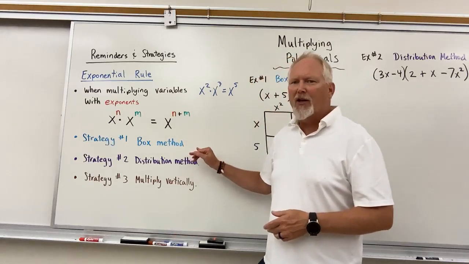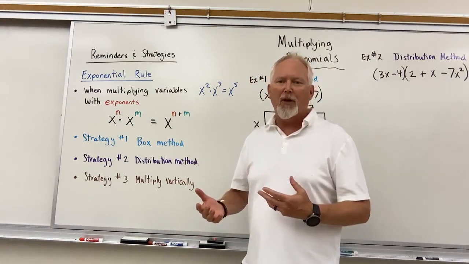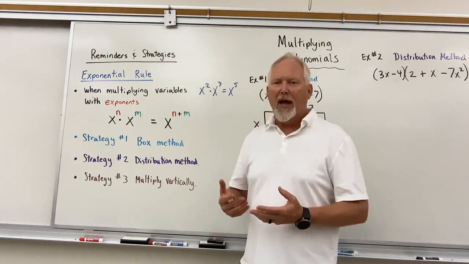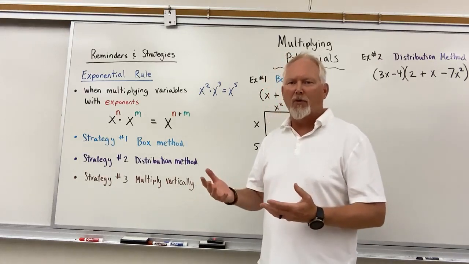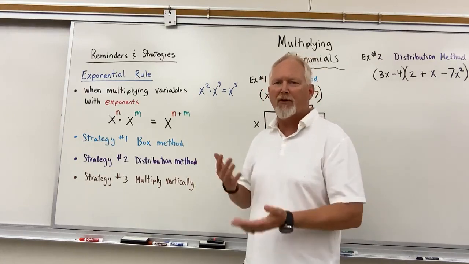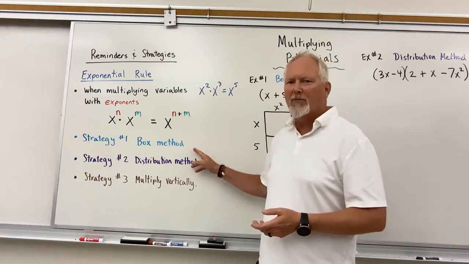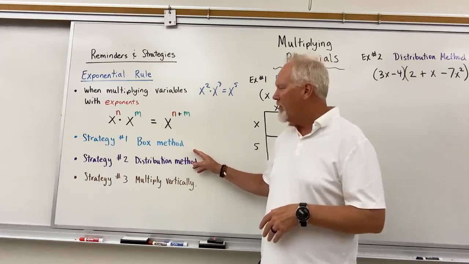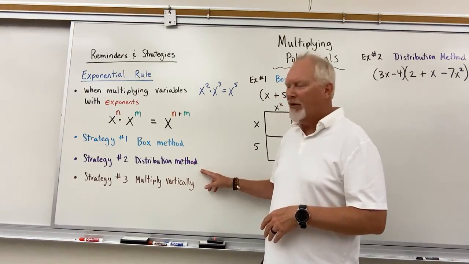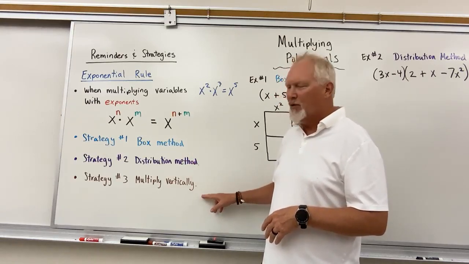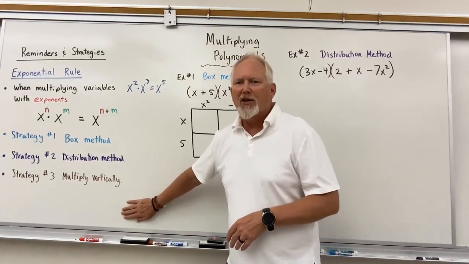A couple different strategies we have for multiplying polynomials. Some will fit with your style of algebraic techniques, and some are not so good with your own style. So whichever style you like, go with it. Strategy number one is the box method. We'll be introducing each one of these. Then we have strategy number two, which is the distribution method. And strategy number three is when we multiply vertically. All right, so let's jump into one and see what that looks like.